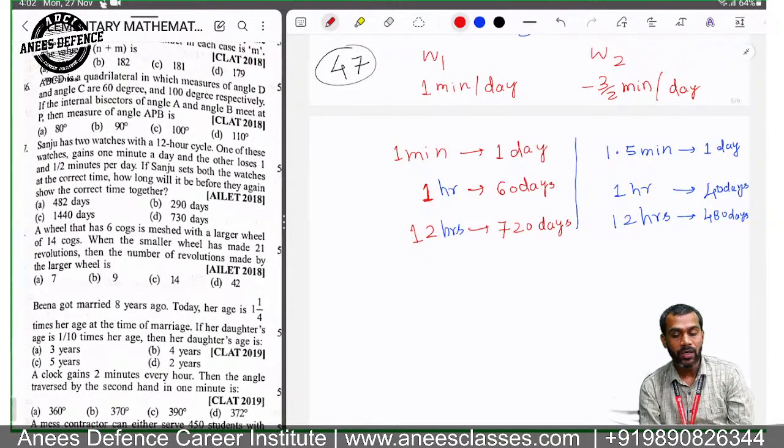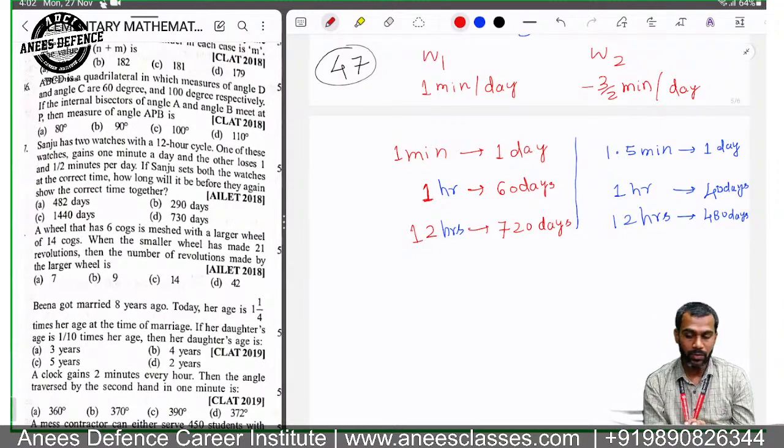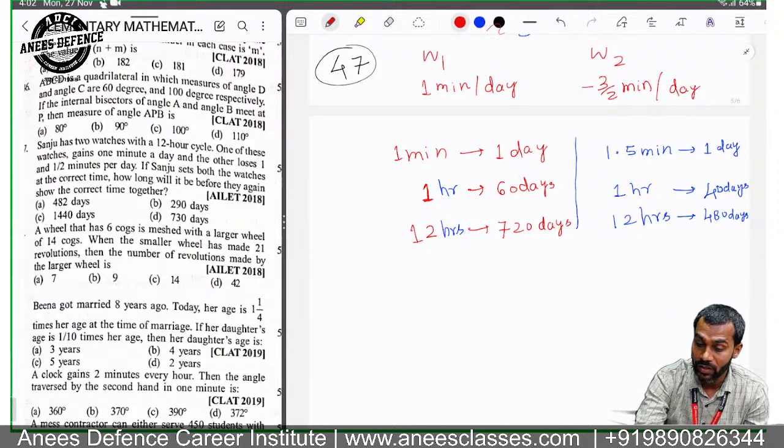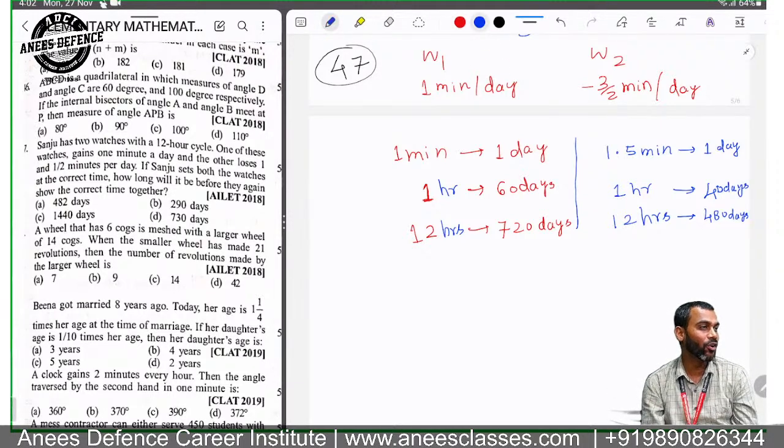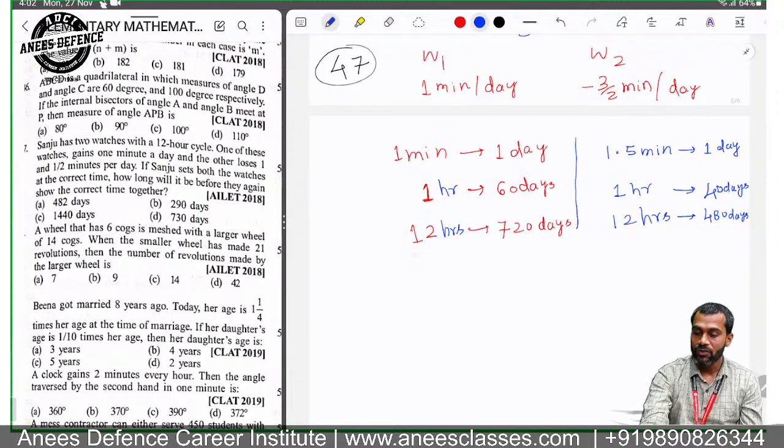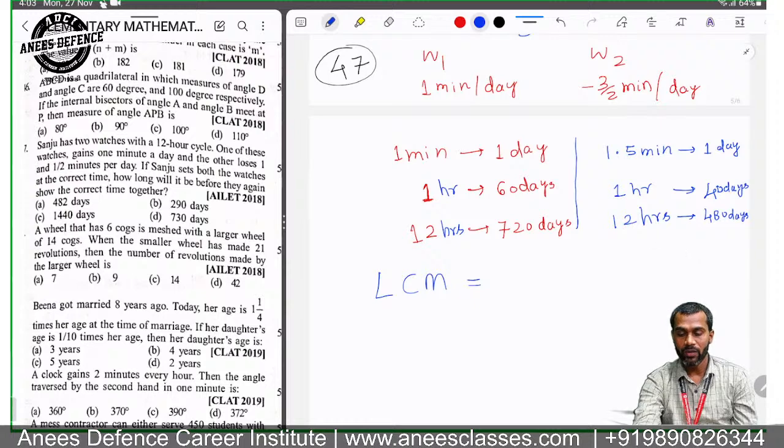At the same time, in order to show the correct time for both watches, what do we need to do? We need to find the LCM. Yes or no? The smallest number of days that we need, which is a multiple of 720 as well as 480. So we need LCM. So this is an application of LCM. Are you getting or not? We need to find the LCM of 720 and 480.